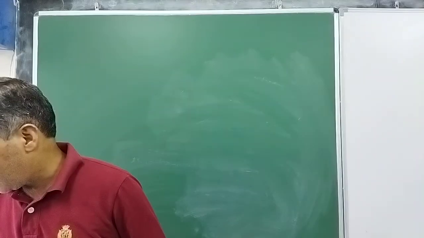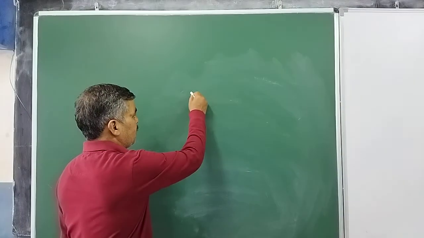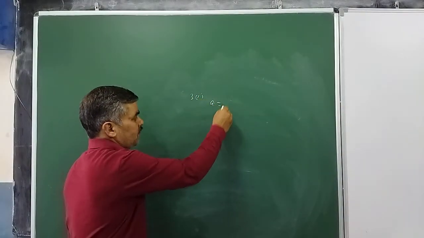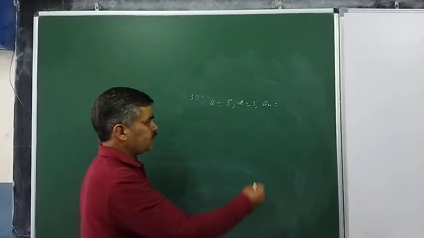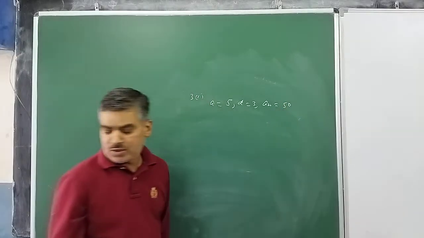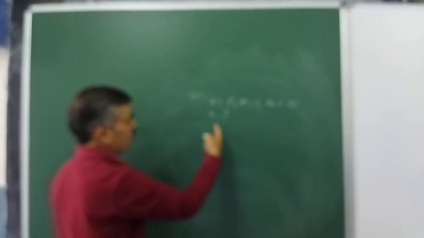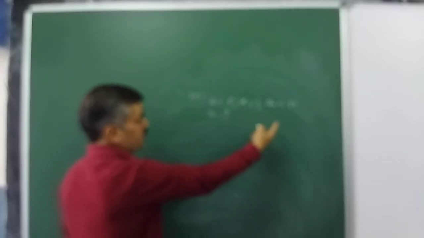If you see the first part of question number 3, you are given A is equal to 5, B is equal to 3, An is given equal to 50, and you need to calculate the sum of n terms. So Sn we have to find here. First of all, when A is there, D is there, An is there, I can get the value of n, then I will put that n here to get the sum of those.